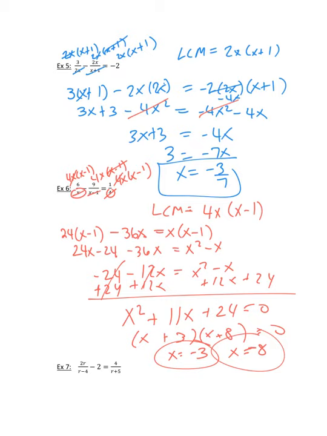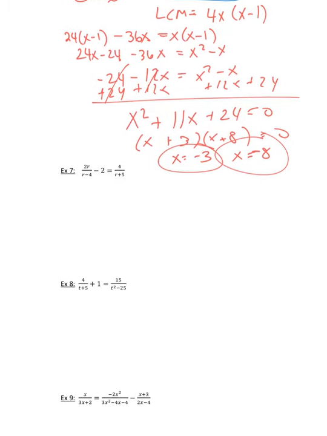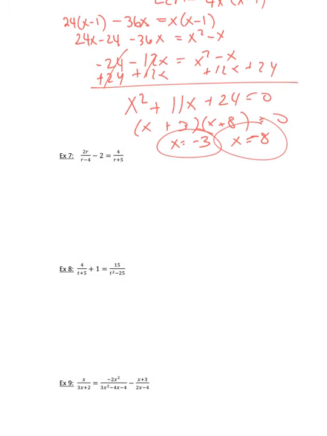Okay, moving on to the next example. Your LCM is going to be, you have 2 binomials this time. You have r minus 4 and r plus 5. Your LCM is going to be r minus 4 times r plus 5. So we're going to multiply everything by r plus 5 times r minus 4.